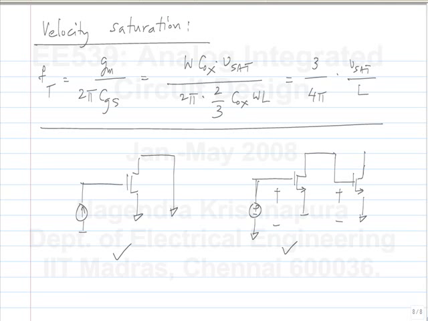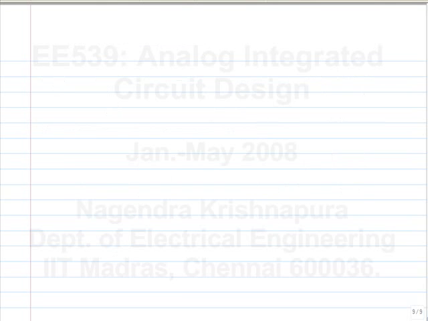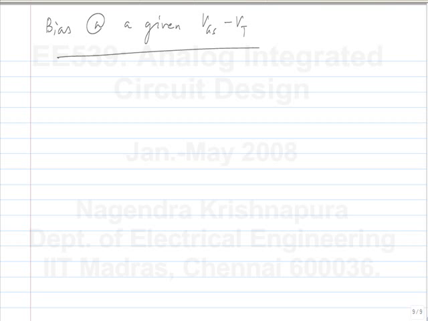How would you simulate this? Let us say I want to bias it at a given VGS minus VT and I want to simulate FT. How do I do this? Because so far we only took the small signal model and assumed that somehow it is biased to give you certain small signal parameters.